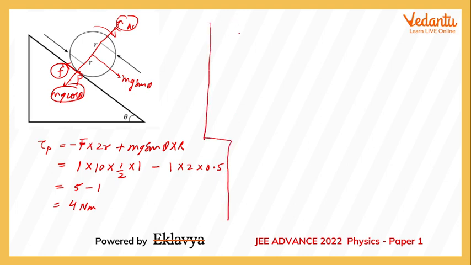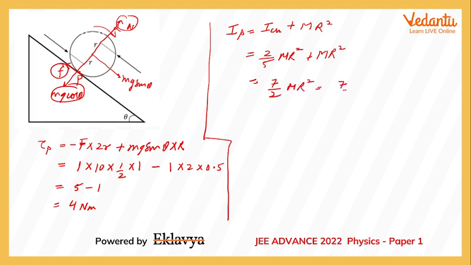Now we need to calculate the value of the moment of inertia. To calculate that, I'm going to rely on the parallel axis theorem, which is I_CM plus MR square. That should do the job. I_CM will be 2 by 5 MR square, and the parallel axis term will be MR square. So this gives us 7 by 5 MR square. If I now substitute the numerical value of mass, that is 1, and radius, that is again 1, we end up getting 7 by 5 kg meter square.